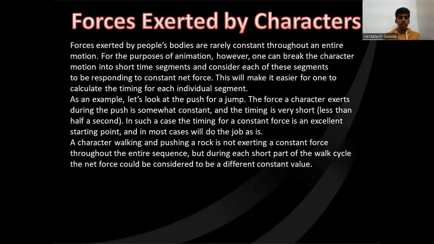As an example, let's look at the push for a jump. The force a character exerts during the push is somewhat constant, and the timing is very short, which means less than half a second. In such a case, the timing for a constant force is an excellent starting point and in most cases will do the job as it is. A character walking and pushing around is not exerting a constant force throughout the entire sequence, but during each short part of the walk cycle, the net force could be considered to be a different constant value.